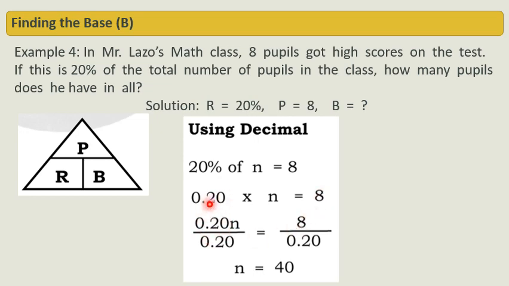So, para makancel yung 20 hundreds, divide lang natin pareho sa 20 hundreds. So, matitira dito is n and dito 8 divided by 20 hundreds is 40. So, ang kabuuan is 40. 20% ng 40 is 8.